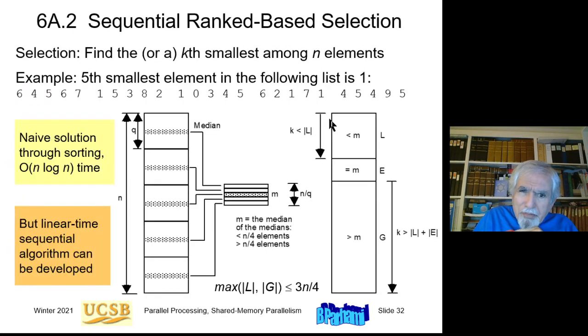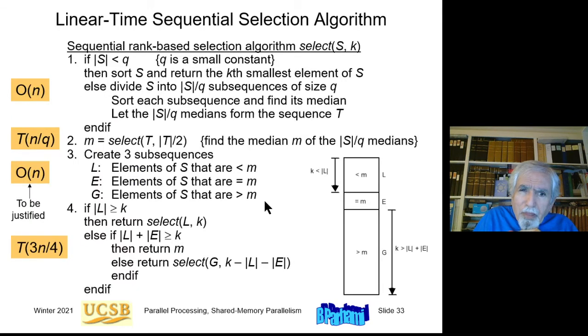The sequence T is basically what I have here in the middle of this diagram. Then find the median of that list T using select recursively. So here I'm defining the select algorithm. Use that algorithm on this T and find its median. Create 3 subsequences: elements of S that are less than m, elements of S that are equal to m, elements of S that are greater than m. Then this is basically what I said in the previous slide.